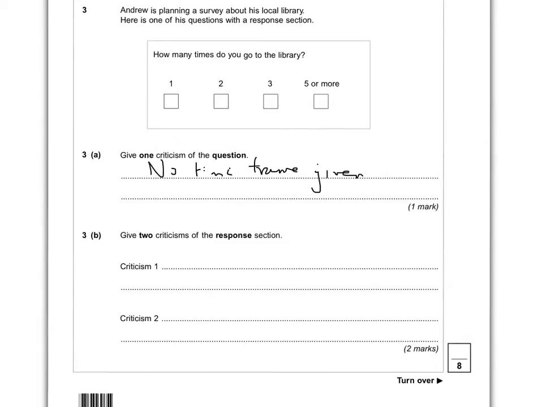Okay. You can elaborate and say, e.g., how many times do you go to the library per day or per year or per month or whatever. The second thing asked me to give 2 criticisms of the response section. So now I'm looking at whether these options he's provided are adequate.